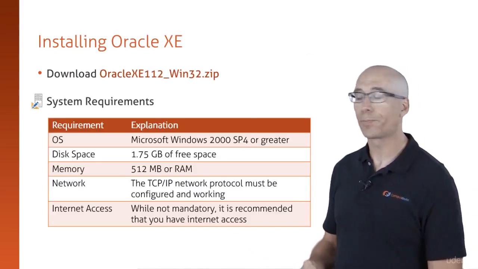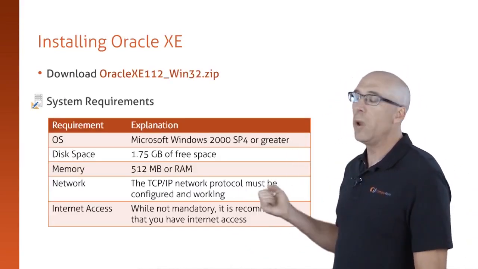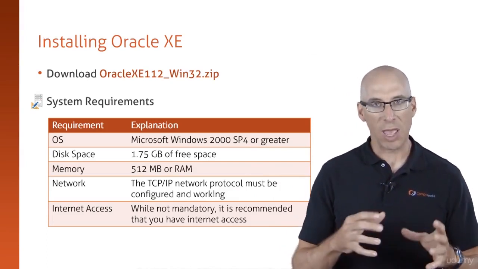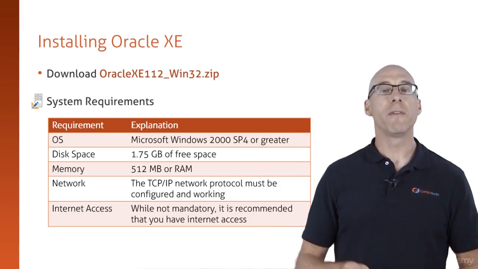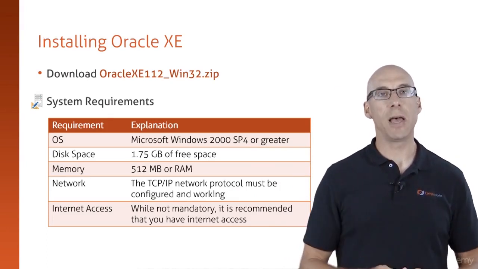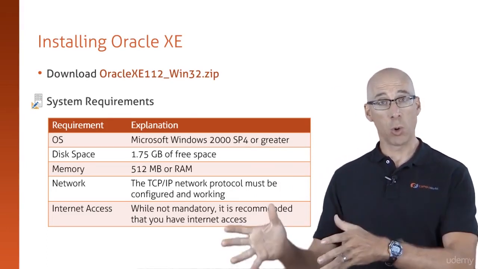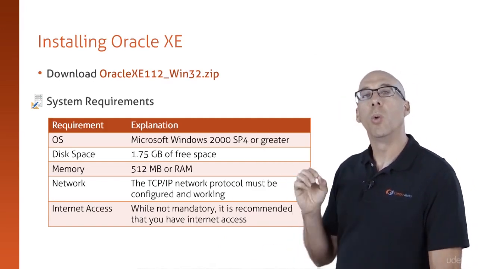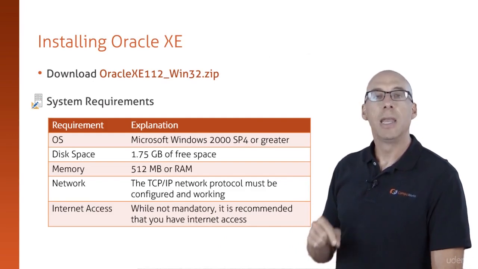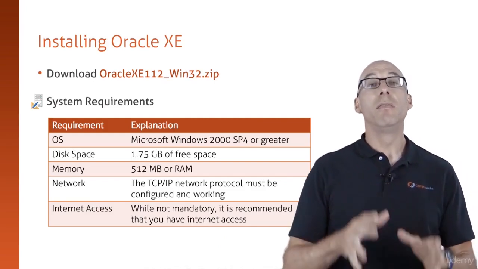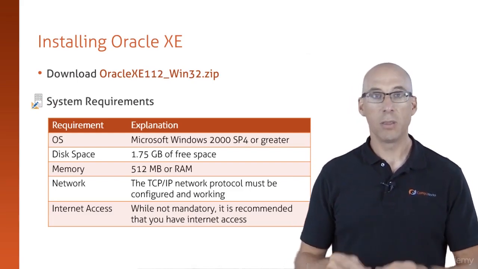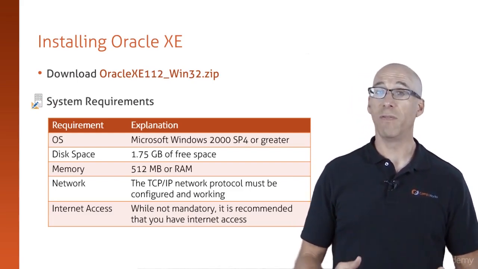It's pretty cool. Now, before we install Oracle XE, there are a couple things that we need to pay attention to. The first thing you're going to notice is that you do have a download link on this course for you to download the Oracle XE 112 win32.zip. Now, keep this in mind. In this course, I am assuming that you are going to be working in the Windows environment.